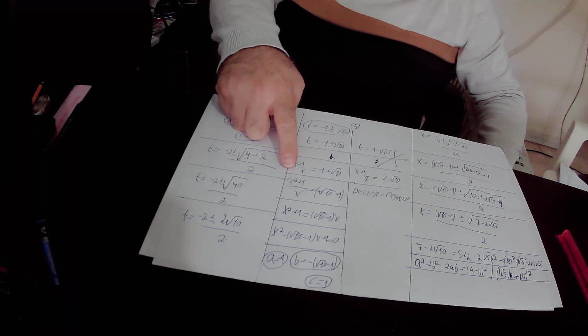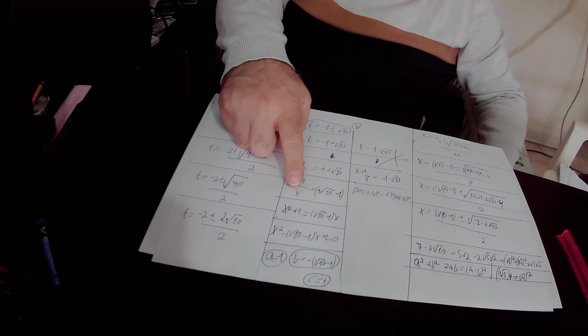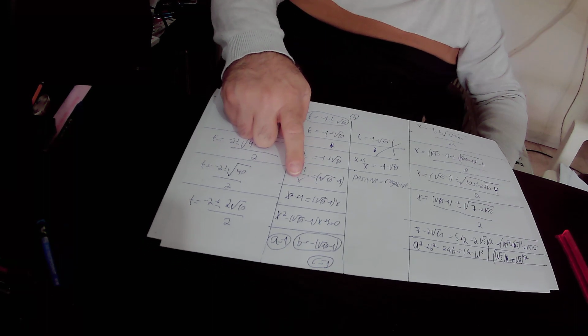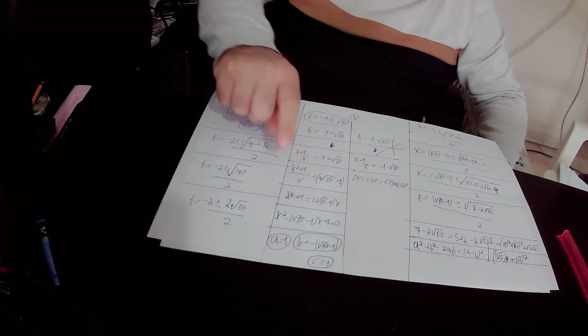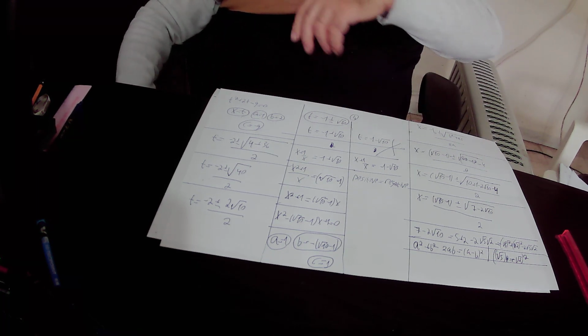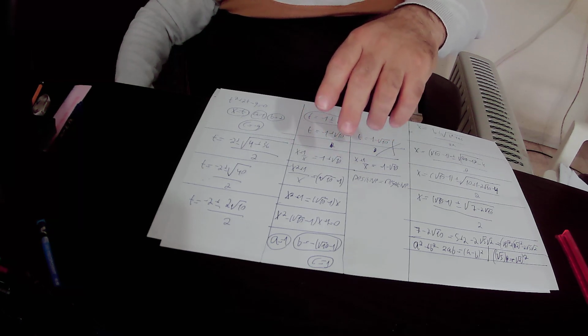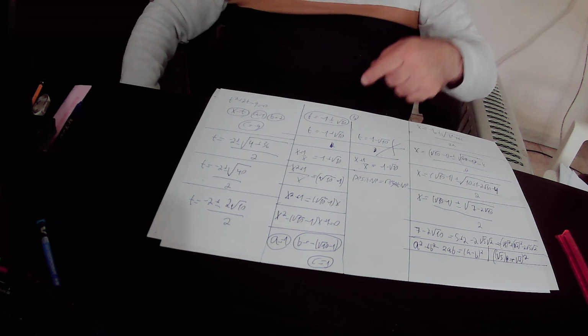Here we'll multiply this equation by x, and we get that x squared plus 1 equals square root of 10 minus 1 times x. Here we subtracted square root of 10 minus 1 times x from this equation, and we got the quadratic equation x squared minus (square root of 10 minus 1) times x plus 1 equals 0. So this is a quadratic equation, and the coefficients are as follows: a equals 1, b equals minus (square root of 10 minus 1), and c equals 1.